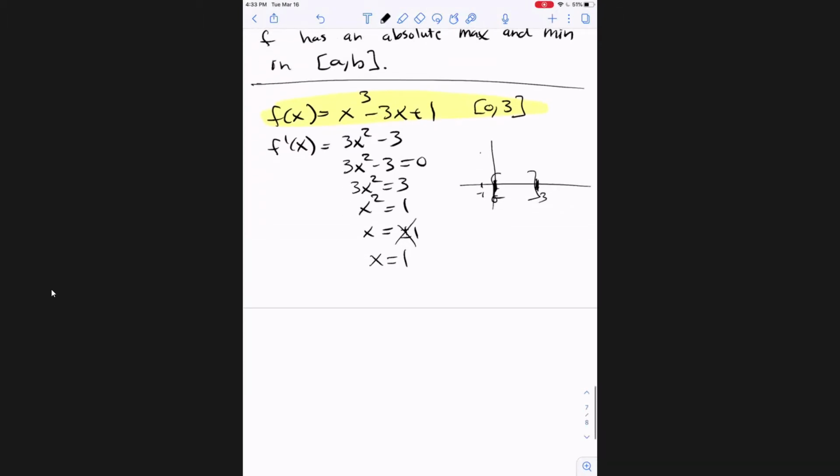So now let's list all our critical values, which is only one of them, along with the endpoints. So 0, 1, and 3. You see the endpoints that are given to you in the problem automatically make it to the next phase of the question, plus your critical values. So you list your endpoints plus critical values.